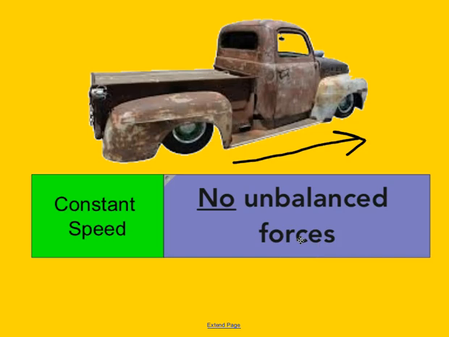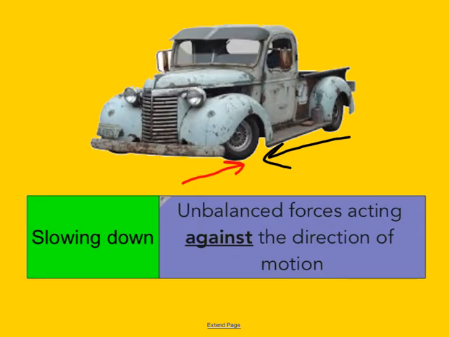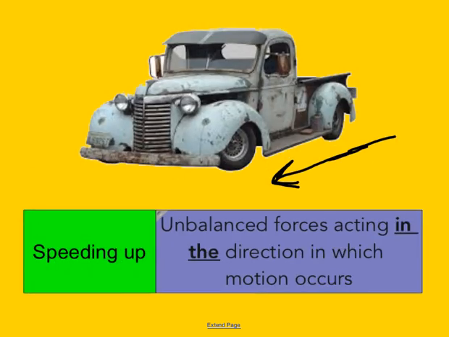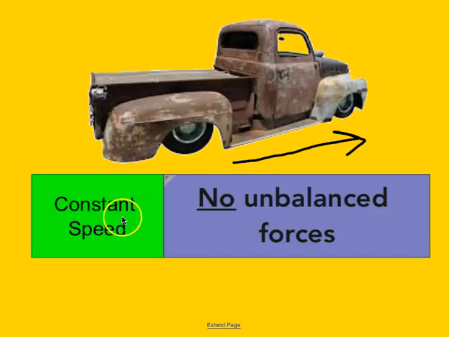But listen, look at this a second. What would happen if you had unbalanced forces? Let's back up. Slowing down, unbalanced forces acting against the direction of motion. So if you had unbalanced forces acting against, you'd be slowing down. What was the other unbalanced forces? If we wanted to stop, you have to have unbalanced forces acting. Well, we want to move at a constant speed. So we're not stopping, we're not slowing down, we're not speeding up. All these are unbalanced forces acting against the direction of motion or acting in the direction of the motion. And then a constant speed.